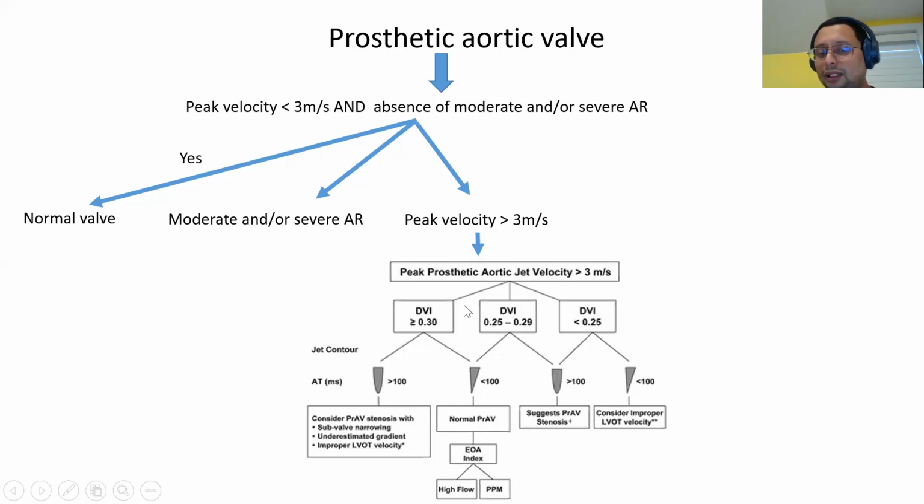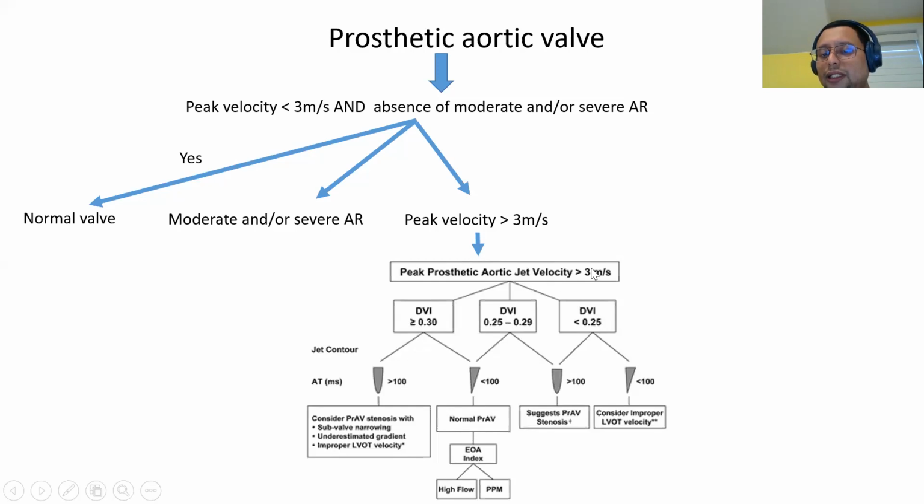This is how important the dimensionless index is. After that, you look at the Doppler across the aortic valve. Look at the shape of the Doppler. A triangular shape is good. A parabolic shape suggests that something is wrong. Then you integrate. Let me give you an example.